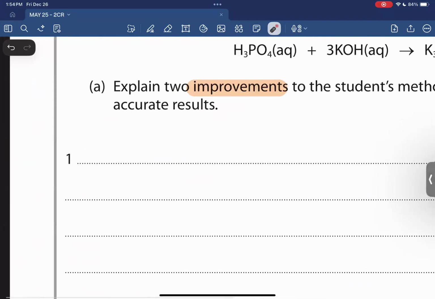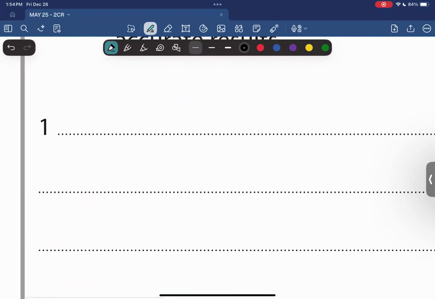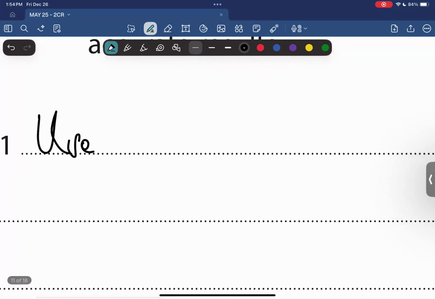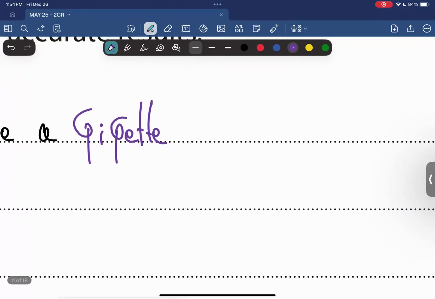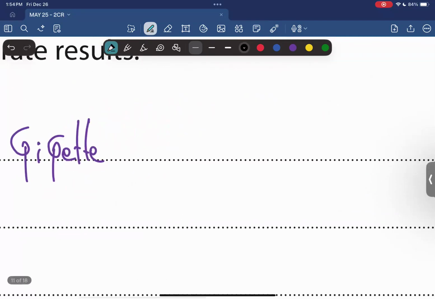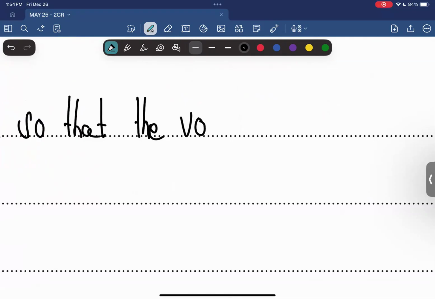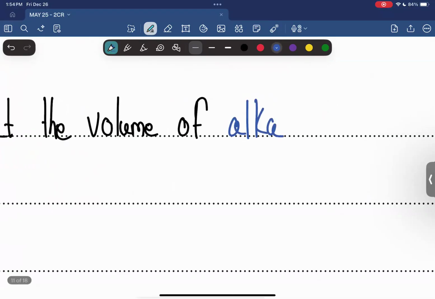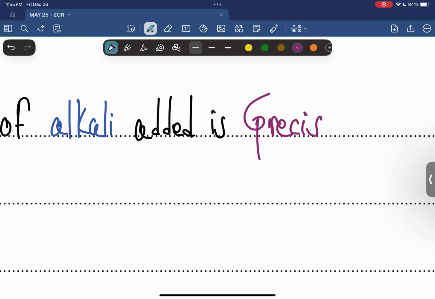So first is that use a pipette, so that the volume of alkali added is precise. Right, first thing.